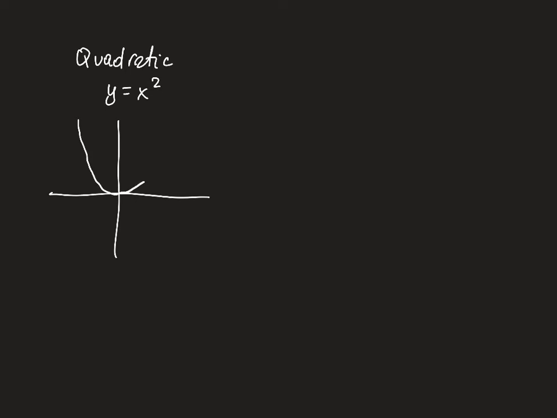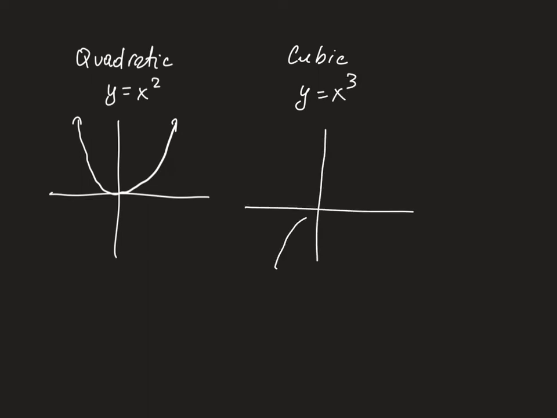Next one is called quadratic. And a quadratic parent function will look like y equals x squared. Now y equals x squared is just a parabola with the vertex at the origin, and it looks something like that. Next one will be cubic, which will be y equals x cubed. And the graph of that looks like this. Right, passes through the origin, and it is symmetric with respect to the origin.